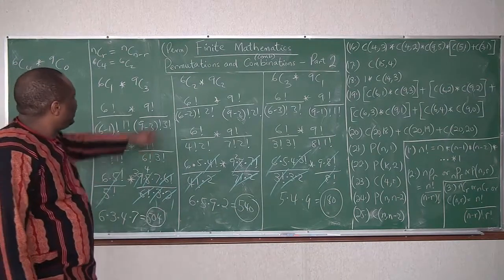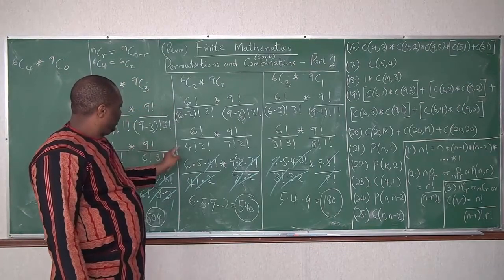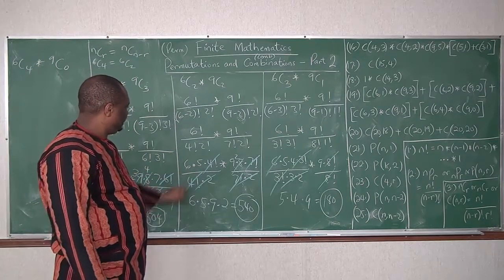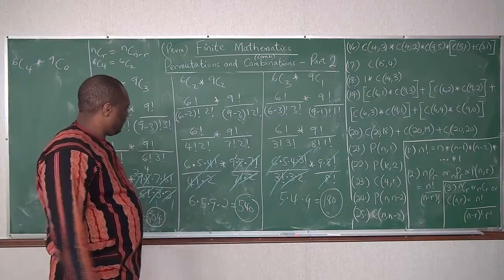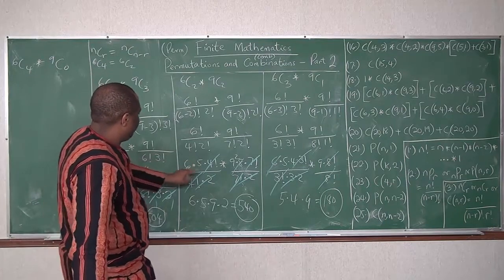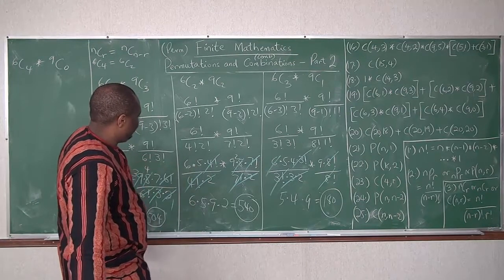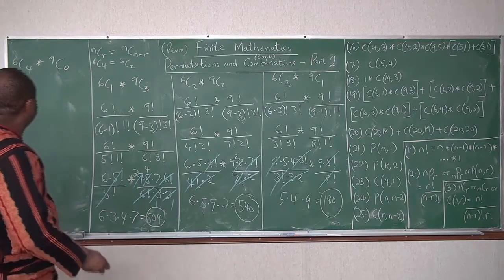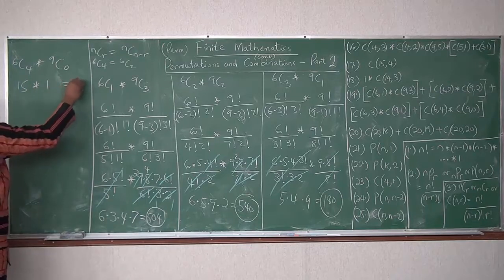6 come 4 is 6 come 2, so we save time. That will be 6 times 5 over 2, which is 15. Because this is 6 times 5 times 4 factorial over 2. 2 into 6 is 3, 3 times 5 is 15. So this is 15 times 1, and that is 15.